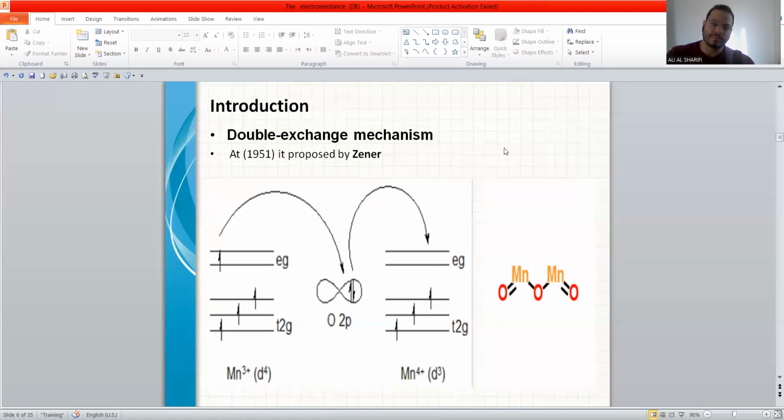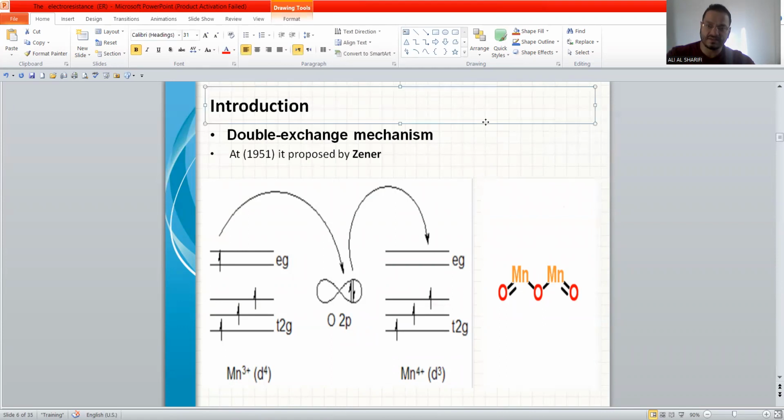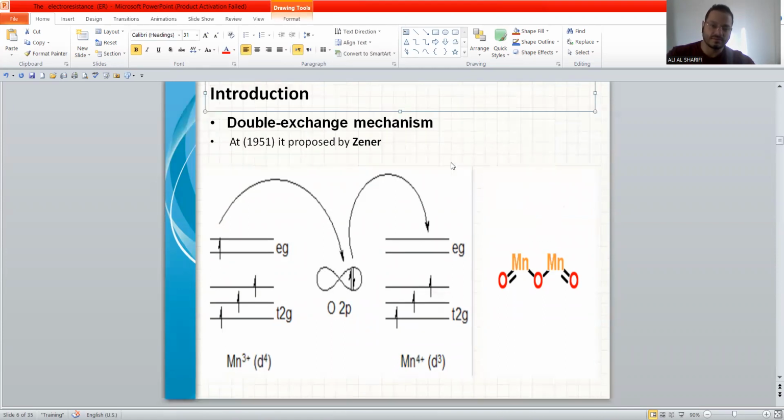Here, let me use the pencil. Yes, some difference at the angle here will be smaller than 180, because of that.